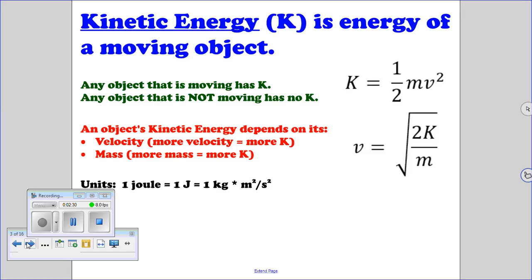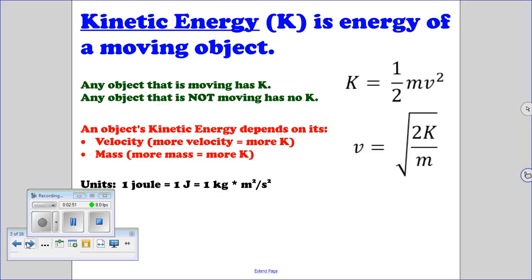Notice that the kinetic energy depends on two things: the velocity and the mass. So when you're looking at how much kinetic energy something has, you have to take into consideration both of those factors. If you've got two objects going at the same speed or velocity, that doesn't necessarily mean they have the same kinetic energy, because it also depends on the mass.